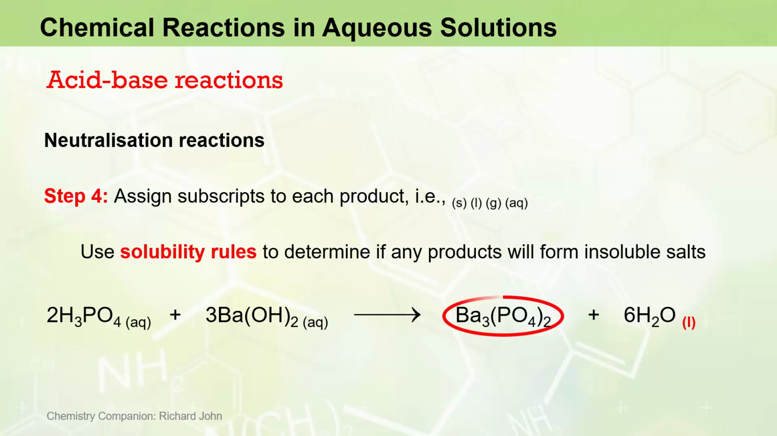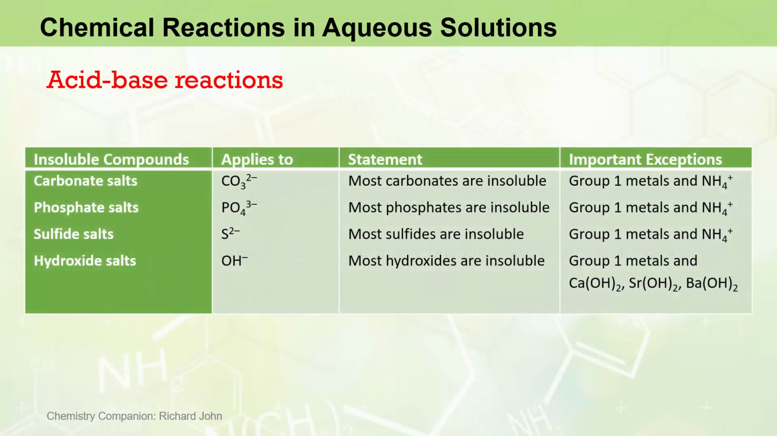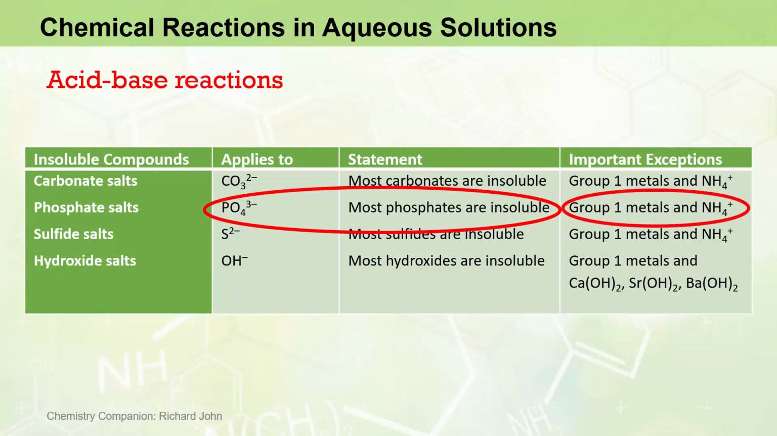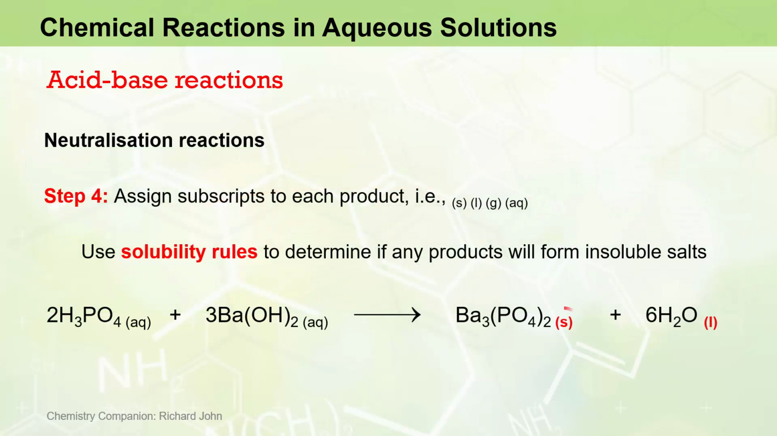Now we look at the barium phosphate. Is barium phosphate a soluble salt and will therefore have the AQ subscript, or will it form a solid precipitate and therefore have the solid S subscript? To answer this, we go to our solubility tables. We look up our solubility rules for phosphate, and we can see that most phosphate salts are insoluble, with the only exceptions being the group 1 metal phosphates or ammonium phosphates. Barium does not fall under either category, so barium phosphate will form a solid precipitate, and we assign it the S subscript.